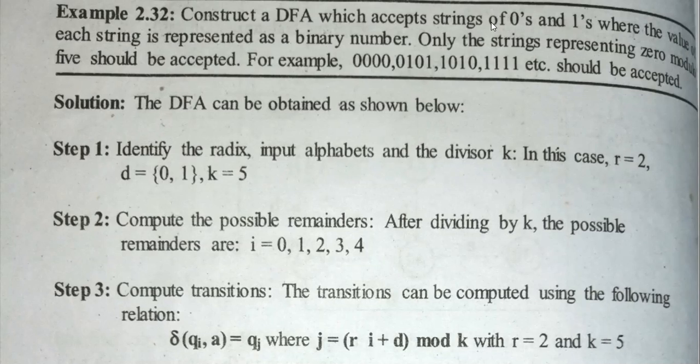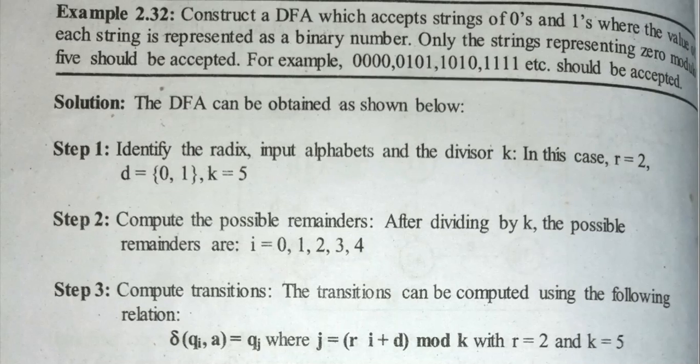So now we have two things: the D value and the K value. For example, 0, then 5, then 10, then 15, 20, 25, 30; such values should be accepted. The rest should be rejected. Like that, we need to design our DFA.